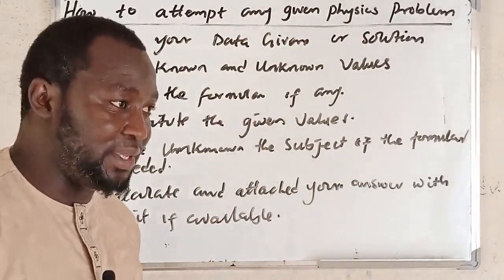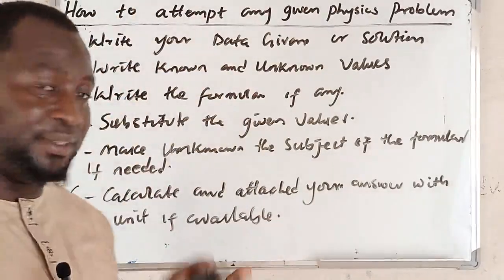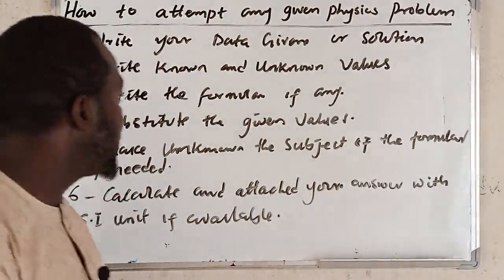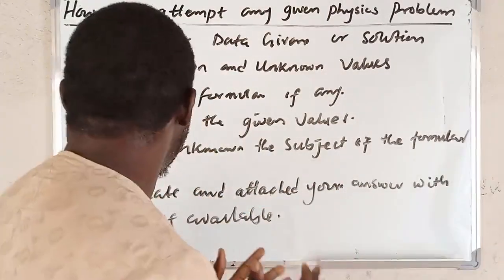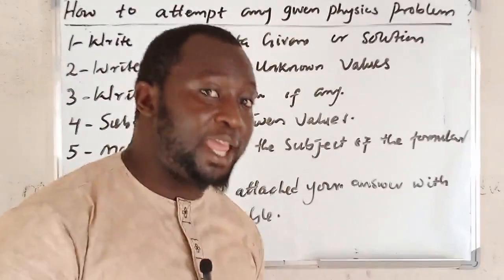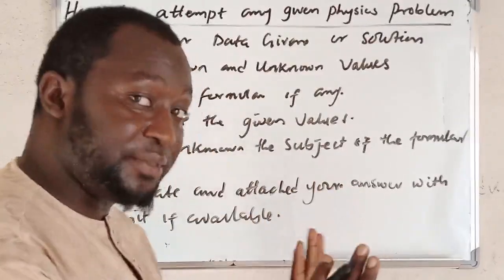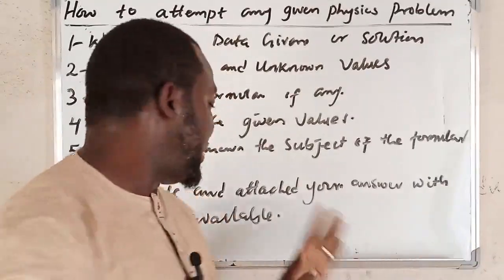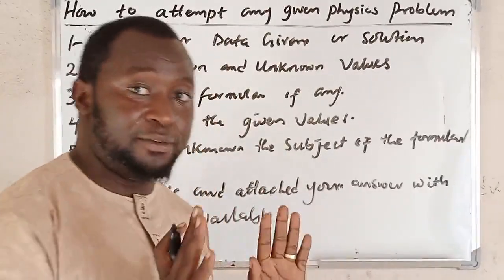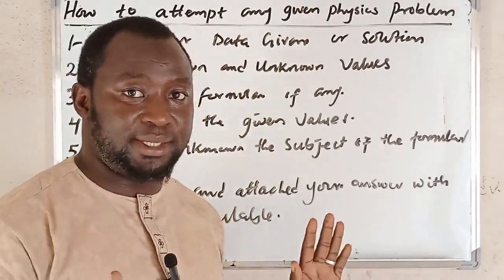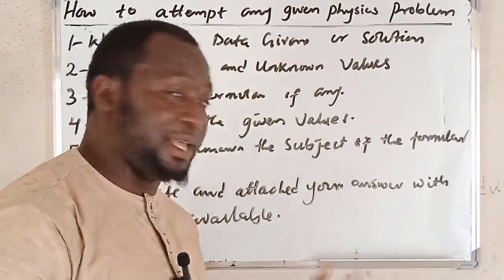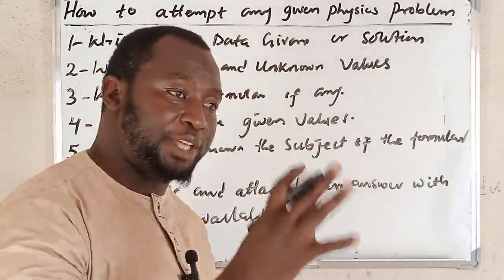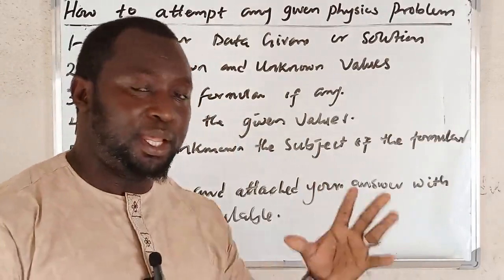Any problem given in physics, if a student follows these things: write your data given, pick out the known and unknown values, write the formula if any, make the unknown the subject of the formula if needed, else leave it if it is the subject of the formula, calculate and attach your answer with the SI unit if available. If it doesn't have an SI unit, just leave it like that. Just calculate and find your answer. I believe these tips will help a lot of students in attempting a problem in physics.